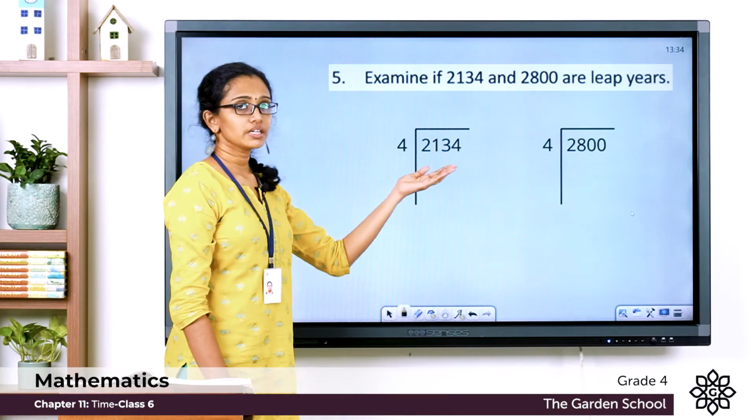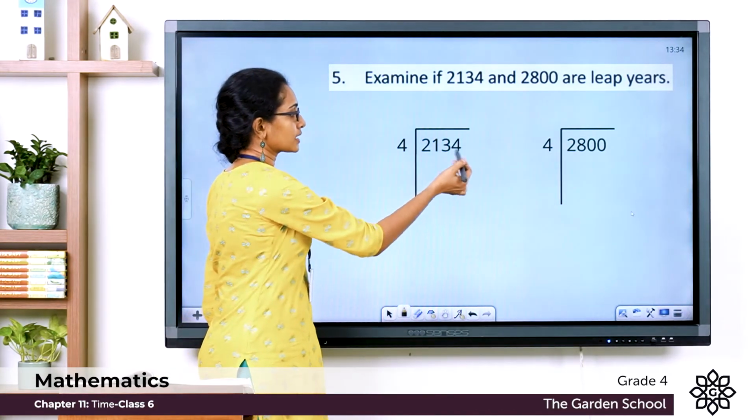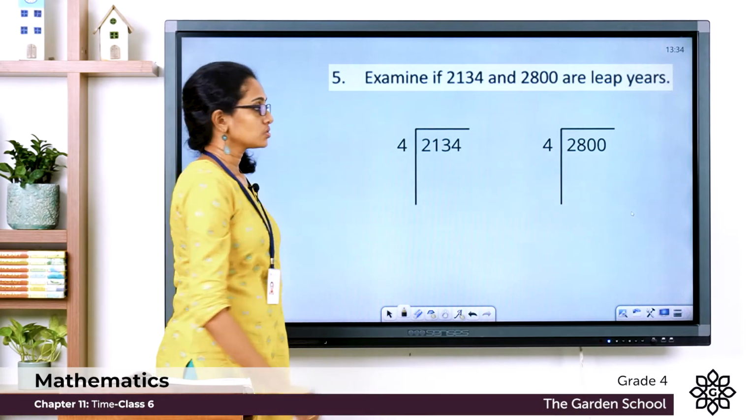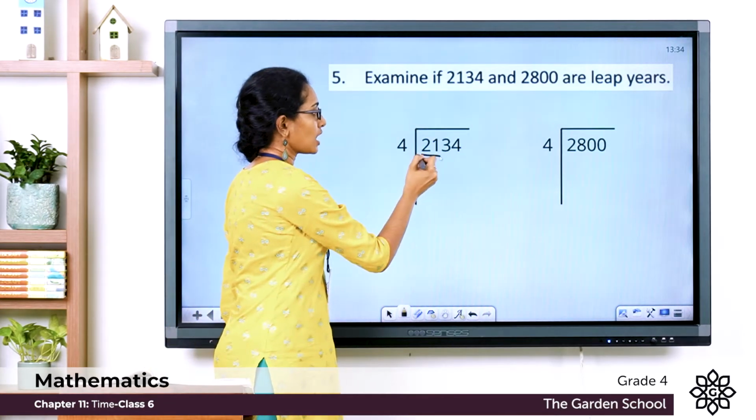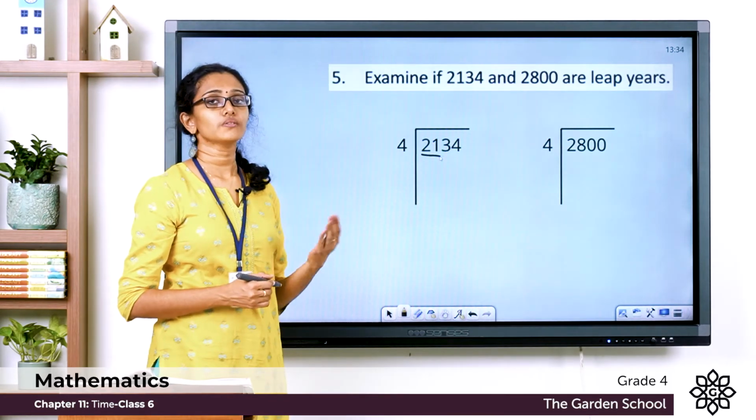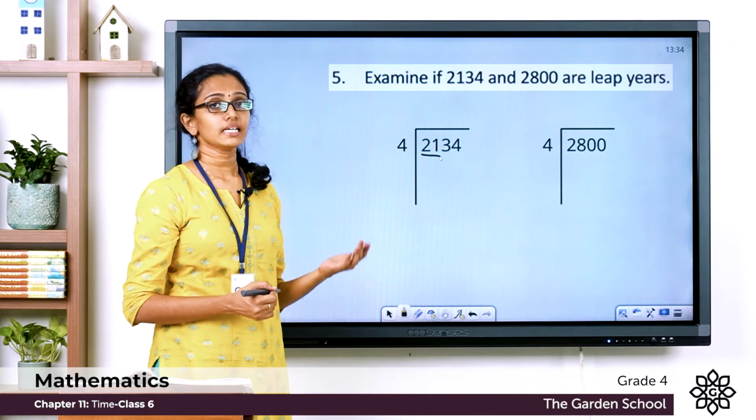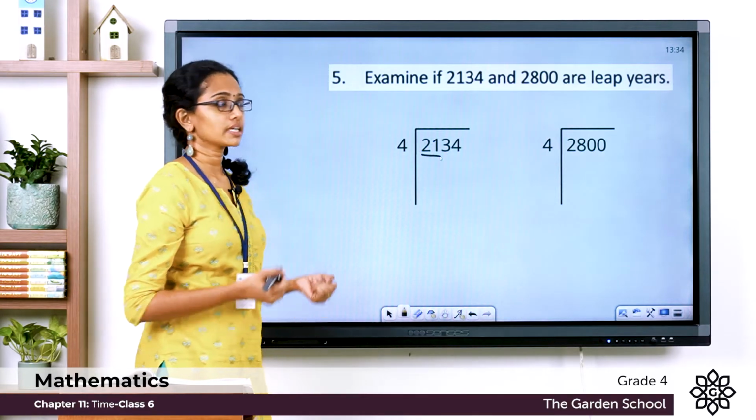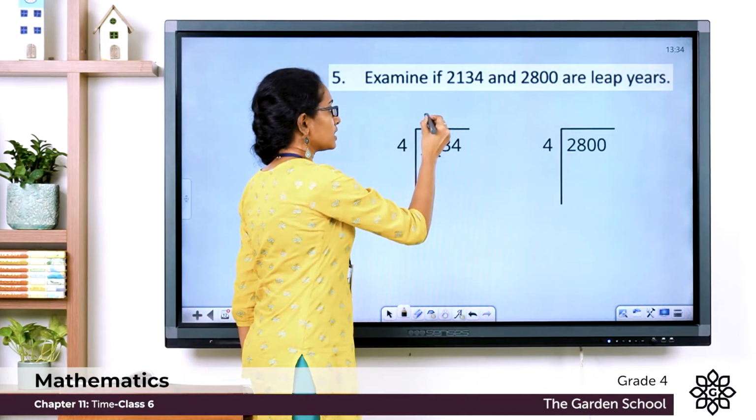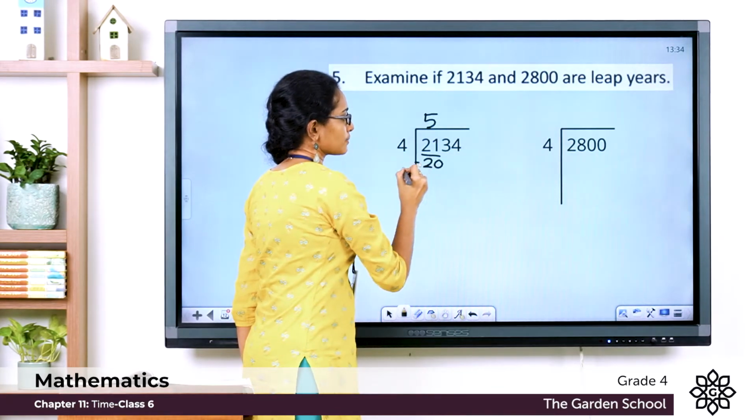So, we have the years written here for the long division method. So, 2134 divided by 4. Let's consider the first 2 digits. How many 4s will go in 21? We know 4 ones are 4, 4 twos are 8, 4 threes are 12, 4 fours are 16 and 4 fives are 20. So let's write 5 here. Now 5 fours or 4 fives are 20. Now let's do the subtraction.